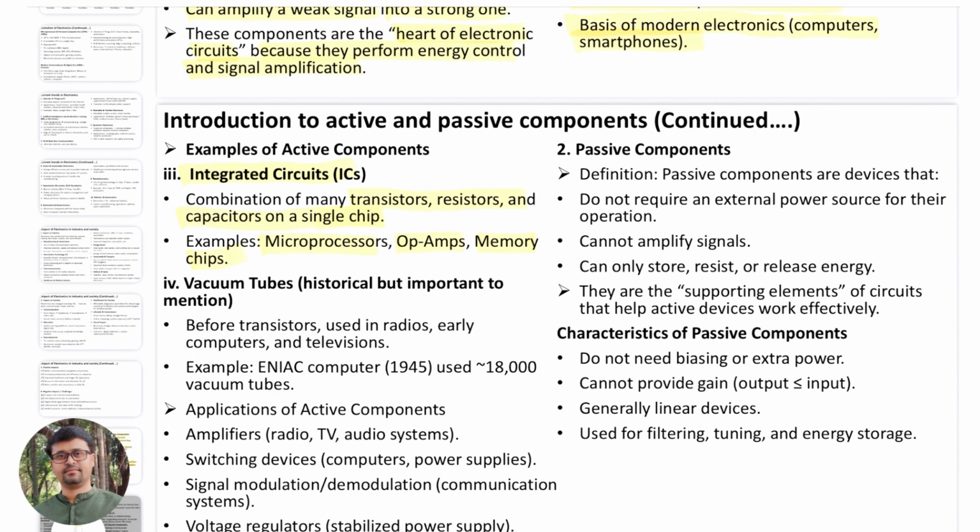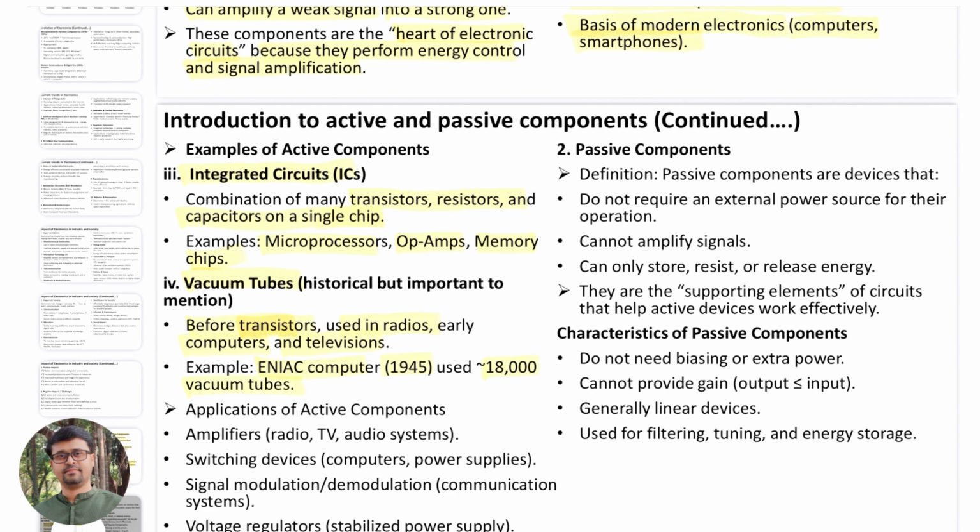The next example is vacuum tubes. The vacuum tube was invented before the transistor, so before transistors, vacuum tubes were being used. It was used in radios, early computers, and televisions. The first example where the vacuum tube was used is the ENIAC computer in 1945. Around 18,000 vacuum tubes were used inside it.